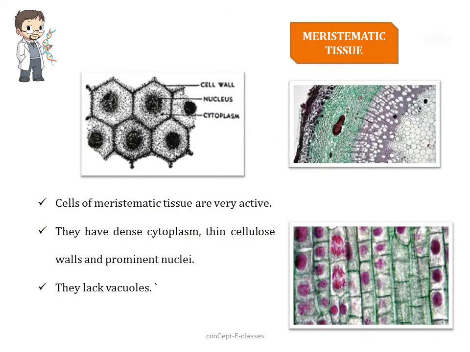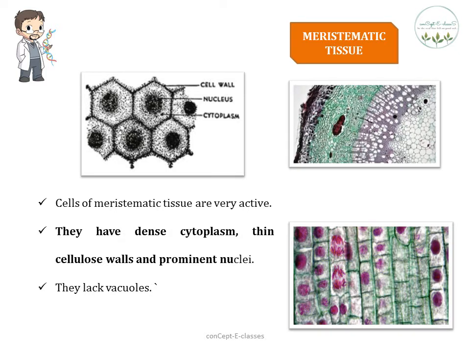Now let's see some of the characteristics of the cells present in the meristematic tissue. Now the cells of the meristematic tissue are very active. They have a dense cytoplasm, thin walls made up of cellulose, and they have a prominent or a very dense nucleus, and the intercellular spaces are absent inside the cells of a meristematic tissue. They lack vacuoles as well. So the cells have the capacity to divide themselves and form new tissues.